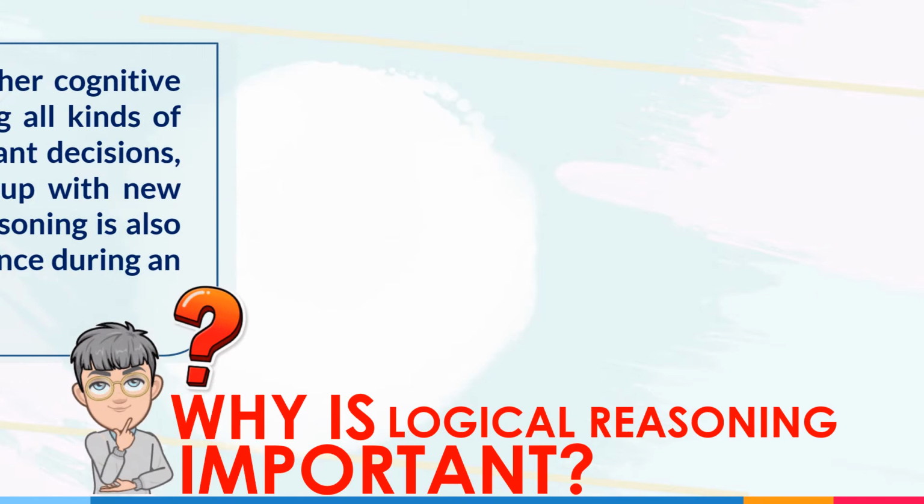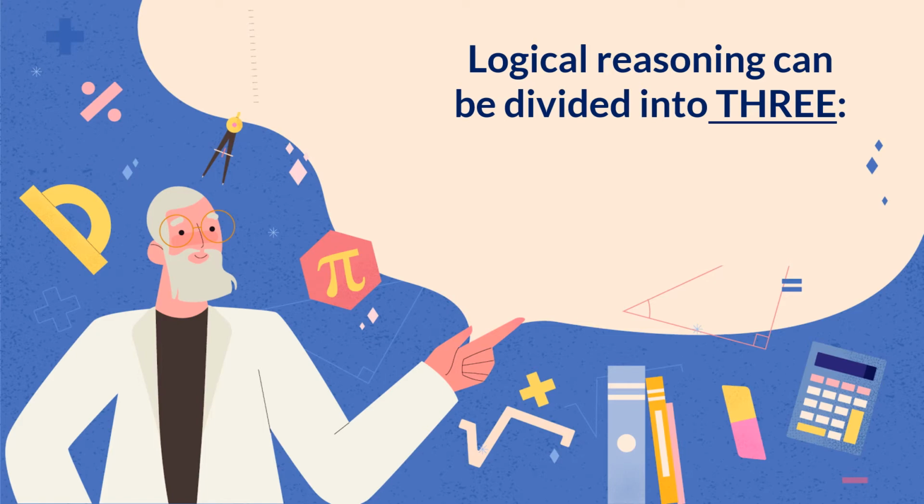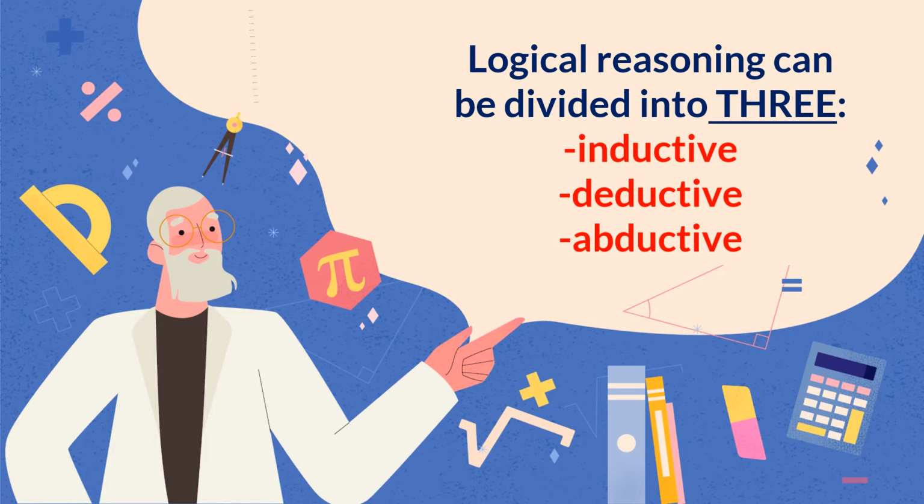Why is logical reasoning important? Logical reasoning, in combination with other cognitive skills, is an important skill you use during all kinds of daily situations. It helps you make important decisions, discern the truth, solve problems, come up with new ideas, and set achievable goals. Logical reasoning is also an important aspect of measuring intelligence during an IQ test. Logical reasoning can be divided into three: inductive, deductive, and abductive.